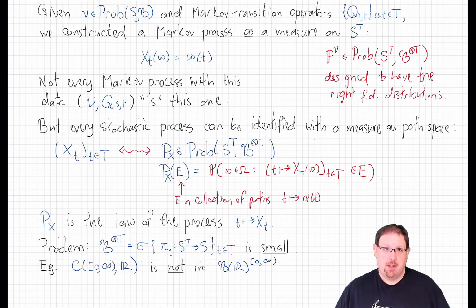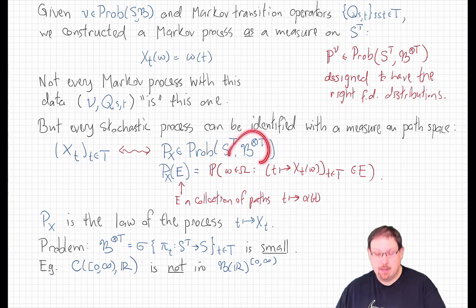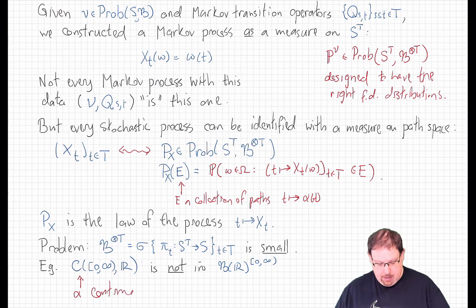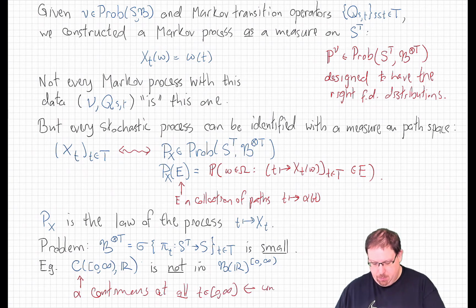For example, if our time set is, say, the non-negative real line, we'd like to answer the question, are the paths of this process continuous? What's the probability that they're continuous? Well, in order to even ask that question, the set of continuous paths inside here needs to be a measurable set. And here's the problem. It's not. To say that a path alpha is continuous is to say that it is continuous at all times. And that is an uncountable constraint.